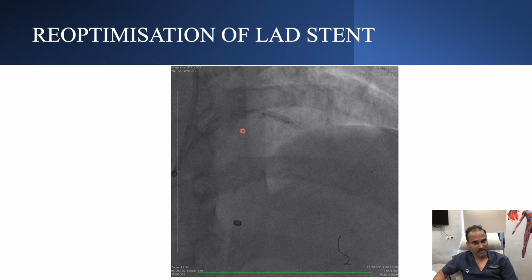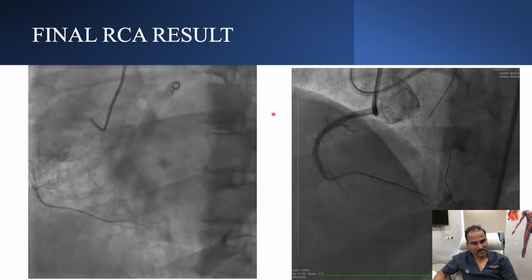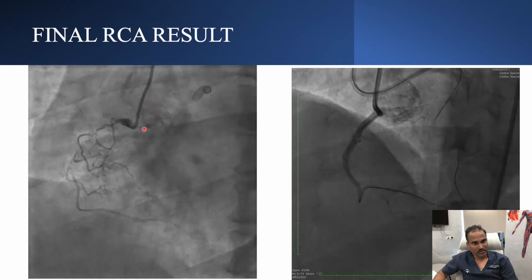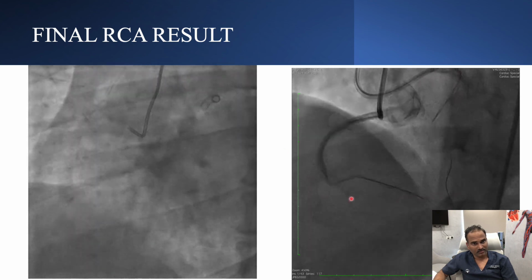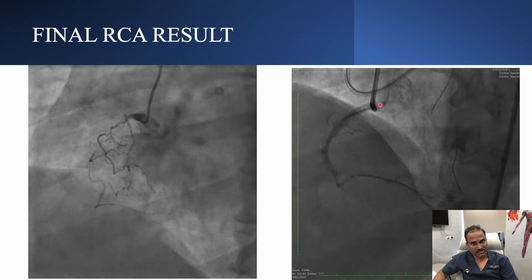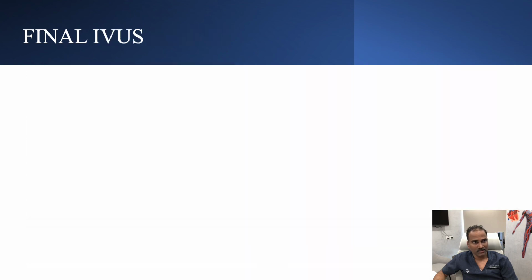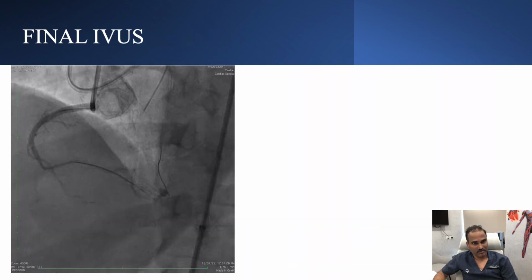And then we came back to our retrograde stent in the LED, and we re-optimized the stent in the LED using IVUS with 3 and 3.5 balloons. And this is the final right coronary artery result which you can appreciate. So this is the final result. So a patent RV branch and good stent expansion till the ostium, and there is only a small septal hematoma. So this is the final IVUS.